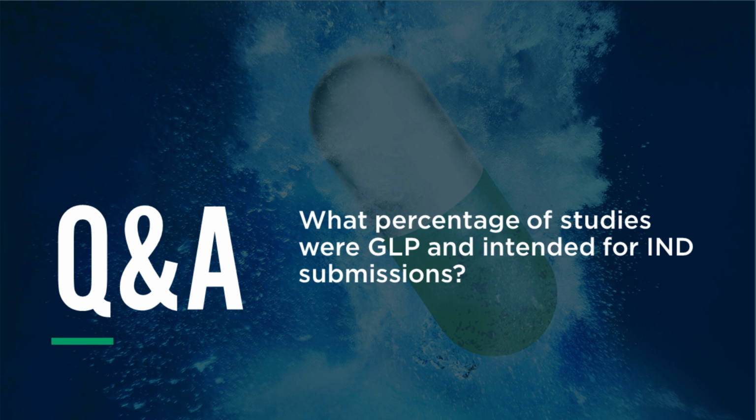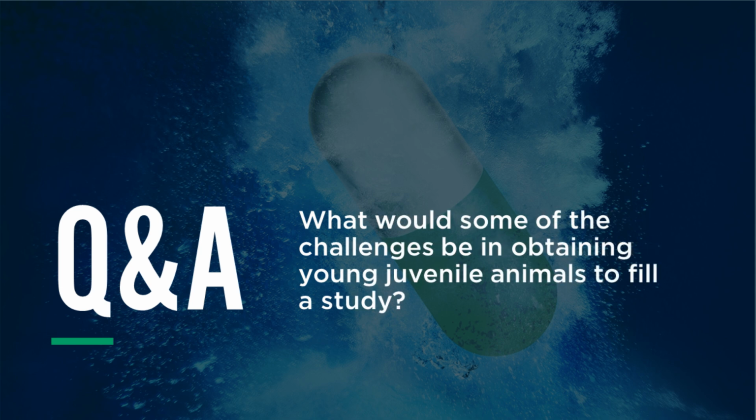Another question that has come up is that you mentioned difficulties with obtaining young juvenile animals to fill a study. What could some of these challenges be? Thank you for the question. The challenges with obtaining younger animals, which for the sake of this discussion are those at or slightly above 6 months of age, are really multifaceted. First, one has to consider how to get these animals to the testing facility. In order for the animals to be enrolled in a study at 6 months of age, they would need to arrive at the testing facility at least 1 month prior to the start of the study. That's to allow them to undergo domestic isolation and then an acclimation period prior to dosing.